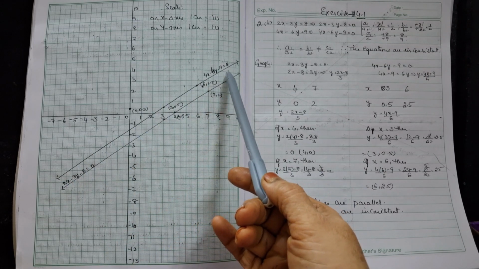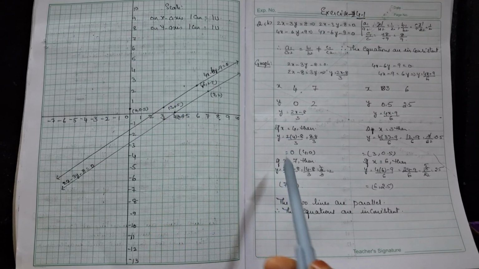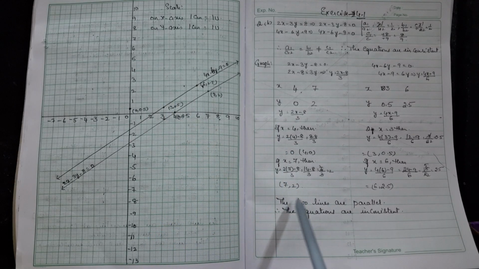4x minus 6y minus 9 is equal to 0. See, the two lines are parallel. So I have written the solution here. The two lines are parallel, so the equations are inconsistent, which means they will not intersect at any point. So this is the solution, children. Please note it down. Do it in the graph.